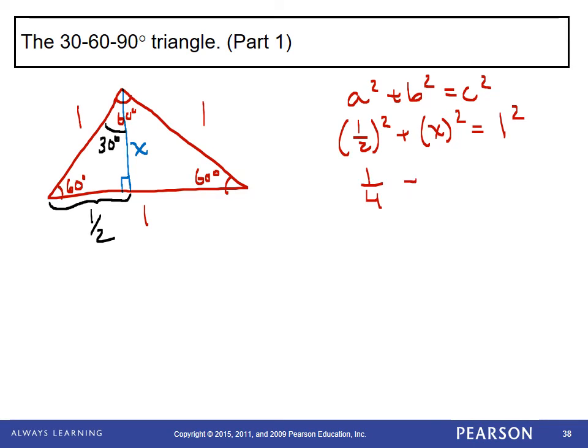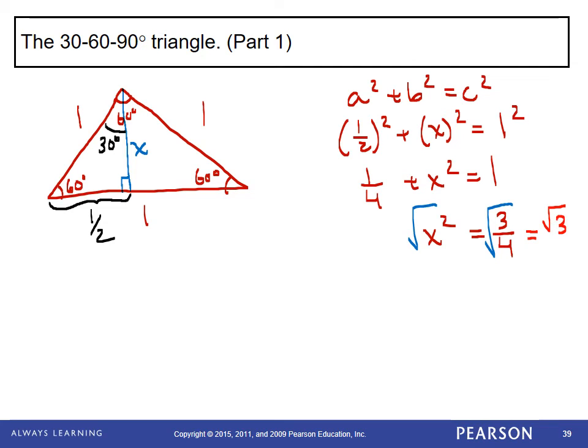But 1/2 squared is going to give you a 1/4. X squared is just going to be x squared, and 1 squared is 1. We're going to subtract 1/4 from both sides. Hopefully you guys can do that in your head here. If you have 1 and you're going to subtract 1/4 from it, or a quarter, you're going to be left with 3/4. Solving for x, we have to take a square root. Again, forget about the plus or minus because we're looking at distance here. Therefore, it has to be positive.